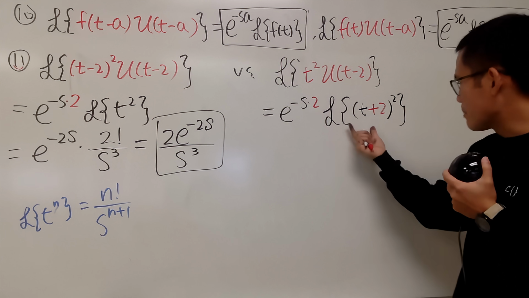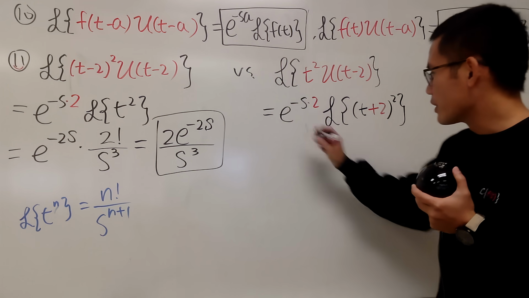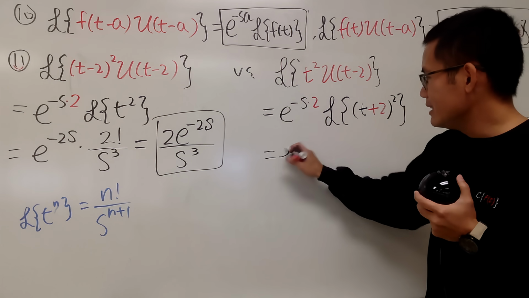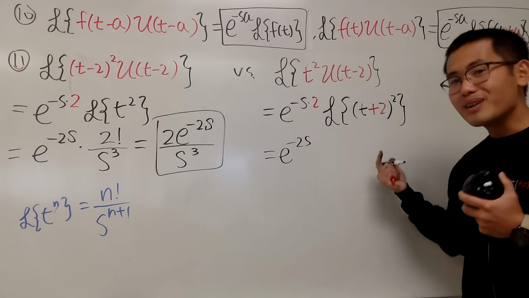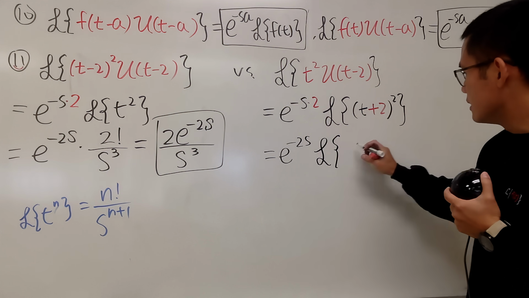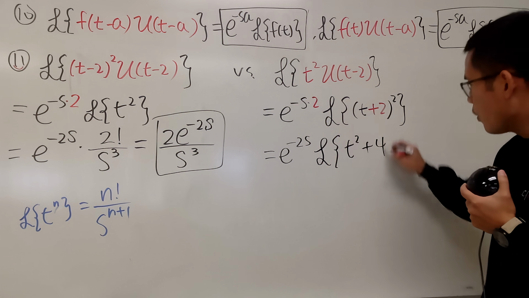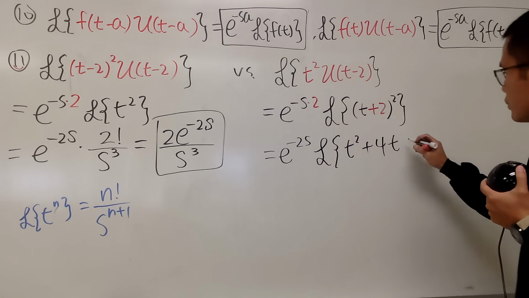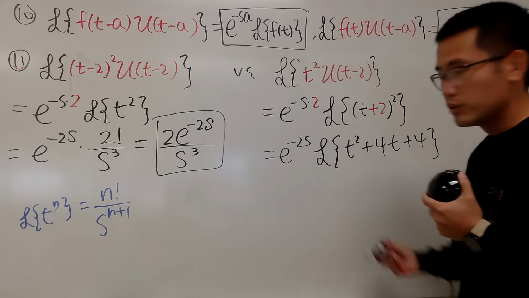How can we work out the Laplace transform of t plus 2 squared though? Don't worry, just do some algebra. So here we go. This is just e to the negative 2s. Multiply this out the usual way. So we actually get the Laplace transform of t squared plus 2 of this and that, which is going to be 4t, and then lastly 2 squared, which is plus 4, like this. Yeah? So just like this.